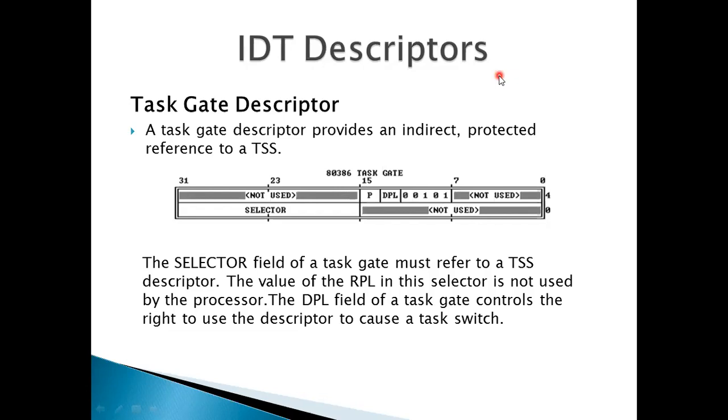So the selector field of the task gate refers to a TSS descriptor, and the values it maintains are in the form of RPL, the requested privilege level, which is in the form of registers, which will not be referred to. Generally, it refers to the DPL, the descriptor privilege level of a task gate, so we have the descriptor to cause the task switch.